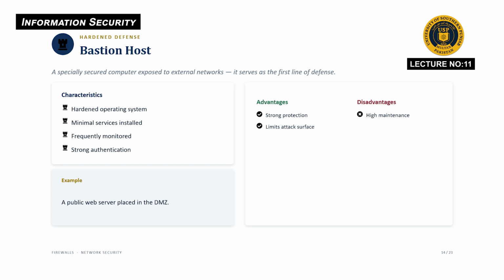Bastion host. A bastion host is a specially secured system exposed to the external network. It has a hardened operating system, limited services, strong authentication, and continuous monitoring. It serves as a first line of defense against attackers.